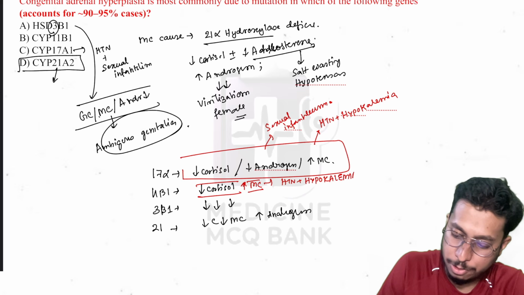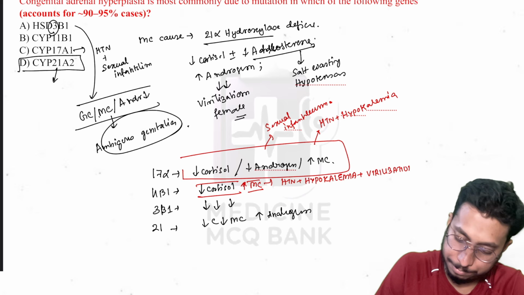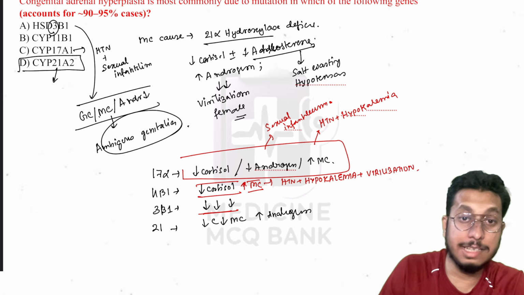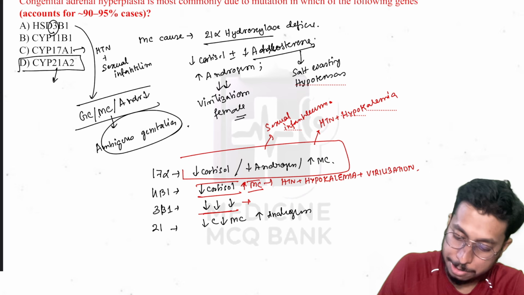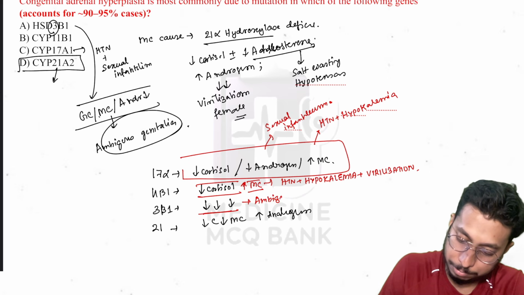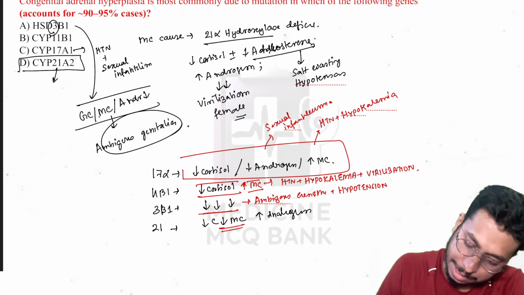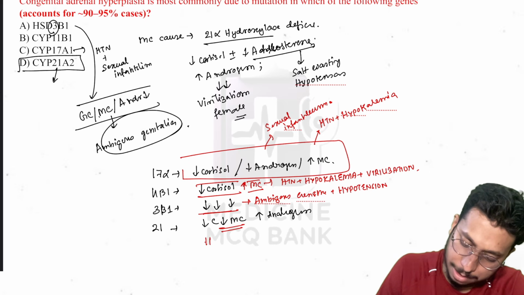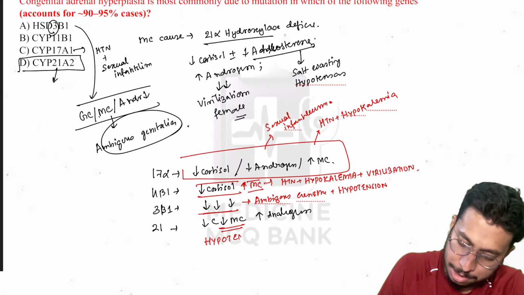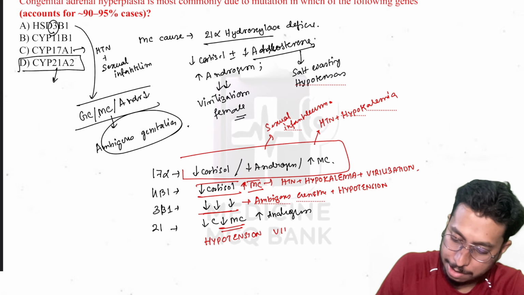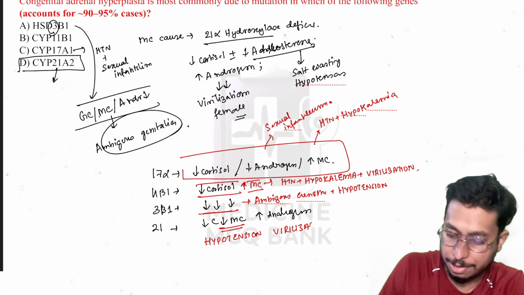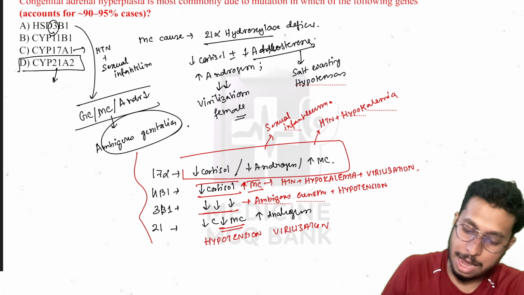Okay, so again in 11 beta hydroxylase deficiency there is increase in mineralocorticoid, so there will be hypertension plus hypokalemia. Androgen is normal, so there will be increased virilization. In 3 beta hydroxysteroid dehydrogenase deficiency, all three are decreased, so there will be ambiguous genitalia plus hypotension. In 21 alpha hydroxylase deficiency, there is decrease in mineralocorticoid, so there will be hypotension, and increase in androgen, so there will be virilization. Okay, all right. So that's all about congenital adrenal hyperplasia.